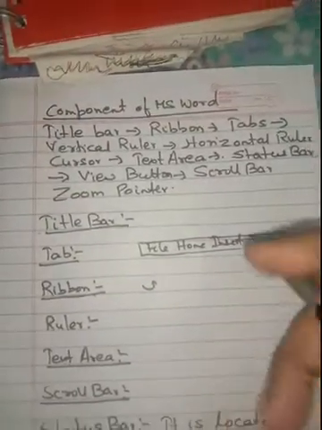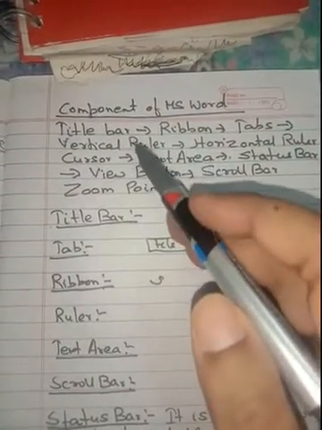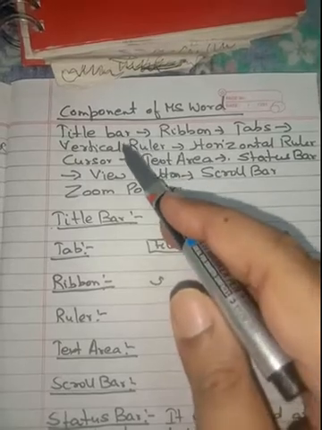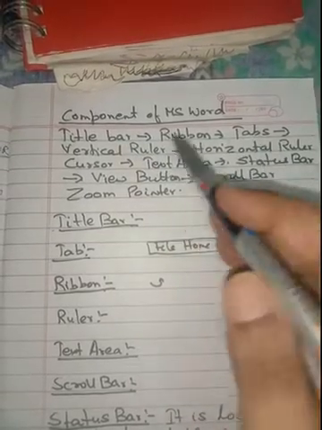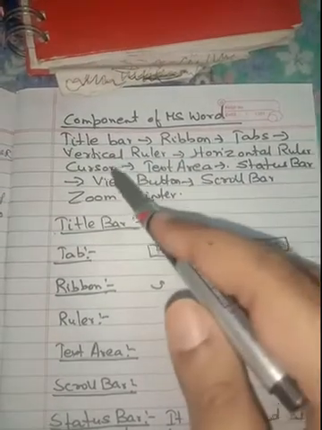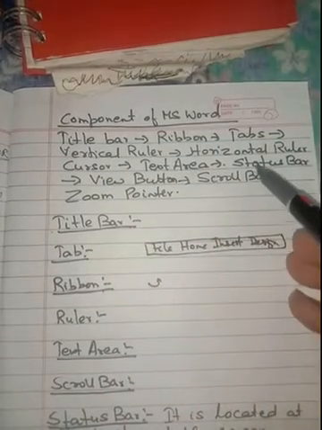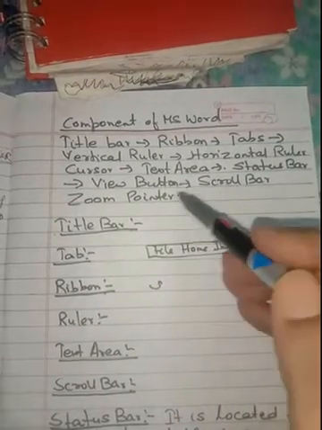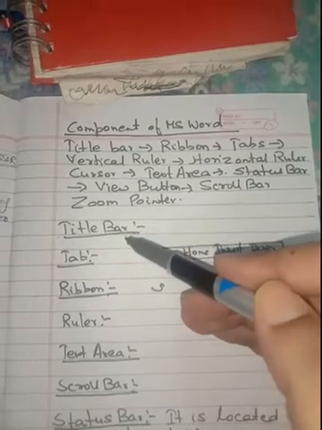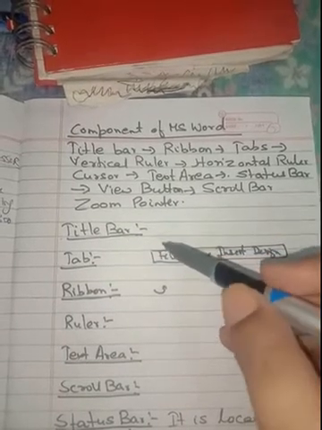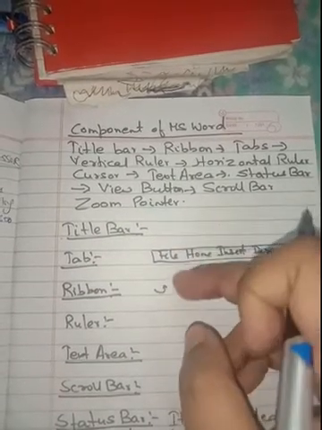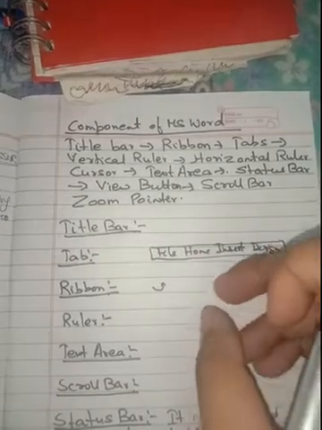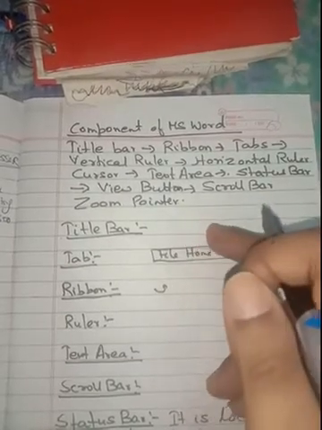Now the components of MS Word. These are some of the components of MS Word: title bar, ribbon, tabs, vertical ruler, horizontal ruler, cursor, text area, status bar, view button, scroll bar, zoom pointer. So what is the title bar? It is the topmost bar of the MS Word window. It displays the name of the file.